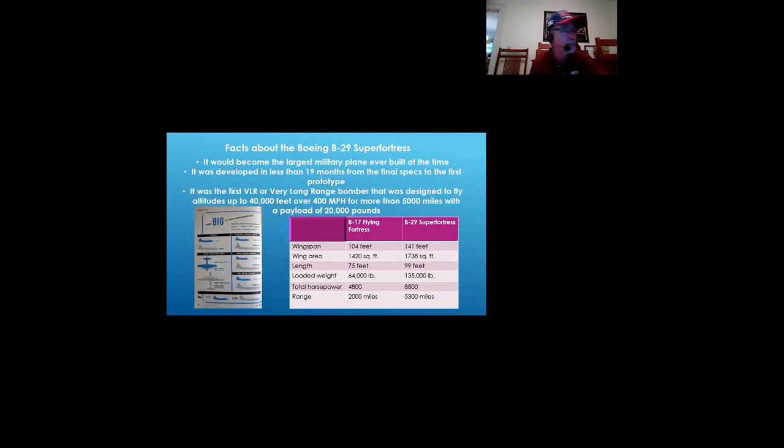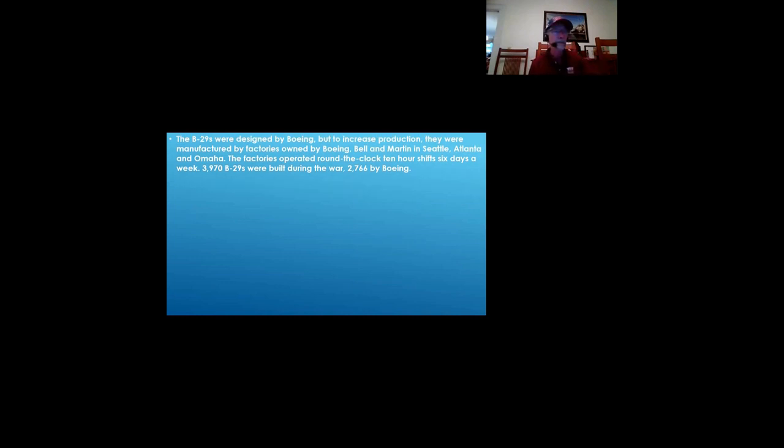So it would be the largest plane ever built during the war, and it was the biggest plane ever built up to that point. It was developed in less than 19 months from the final specifications to the first prototype. It was the first very long-range bomber designed to meet those specifications, and it had to be able to carry 20,000 pounds of bombs. That's 10 tons of bombs. Over 5,000 miles. So it wasn't an easy job.